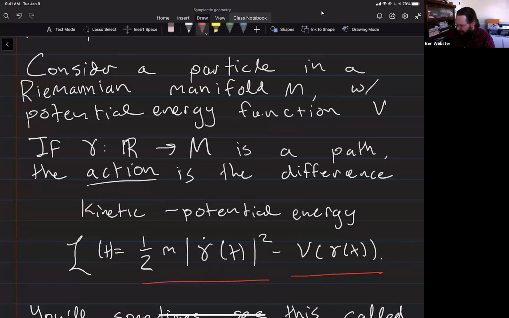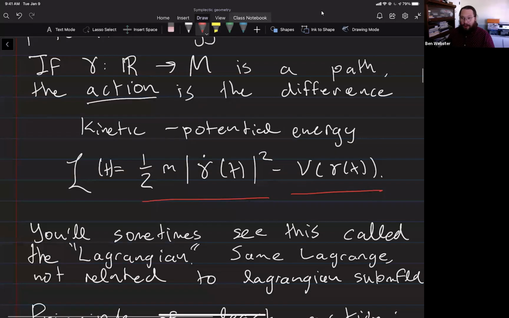Usually when you talk to physicists, they'll call this the Lagrangian. For obvious reasons, I don't like using that term here, because we're usually talking about Lagrangian submanifolds. It's the same Lagrange, but that Lagrange did a lot of different interesting stuff, and so he has his name on a lot of different things which aren't necessarily closely related to each other. So be aware that this is what physicists usually call a Lagrangian, but to avoid confusion, I'm going to call it the action.